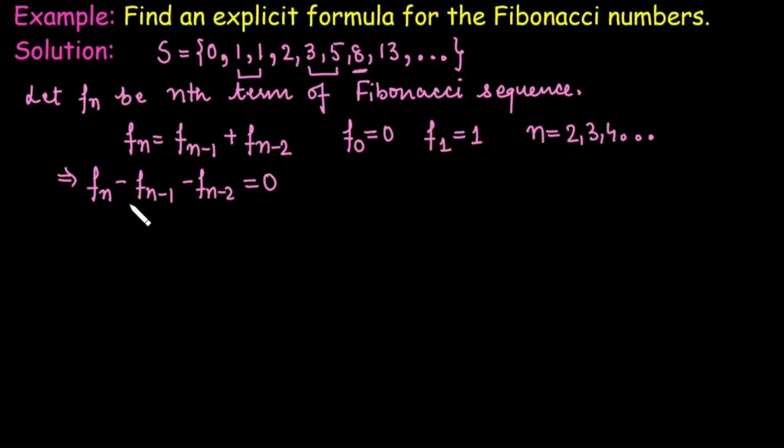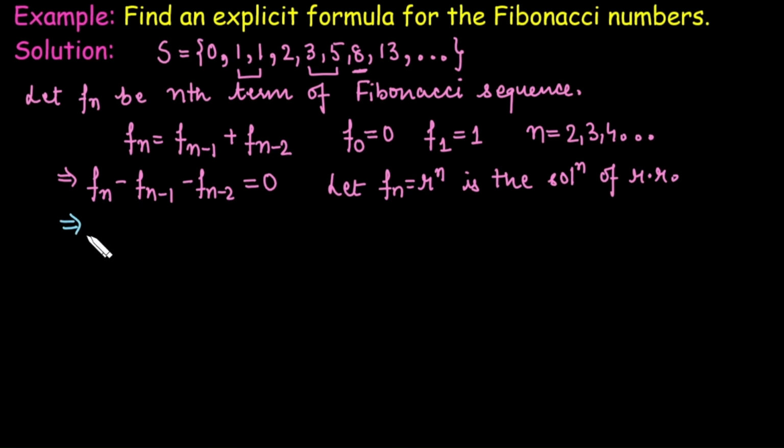Now we know that for a homogeneous recurrence relation, we have a solution of the form r raised to power n. So we assume let f of n is equal to r raised to power n is the solution of the recurrence relation. If it is a solution, definitely it will satisfy this one. So we can write r raised to power n minus r raised to power n minus 1 minus r raised to power n minus 2 is equal to 0. We can directly write the characteristic equation from here.